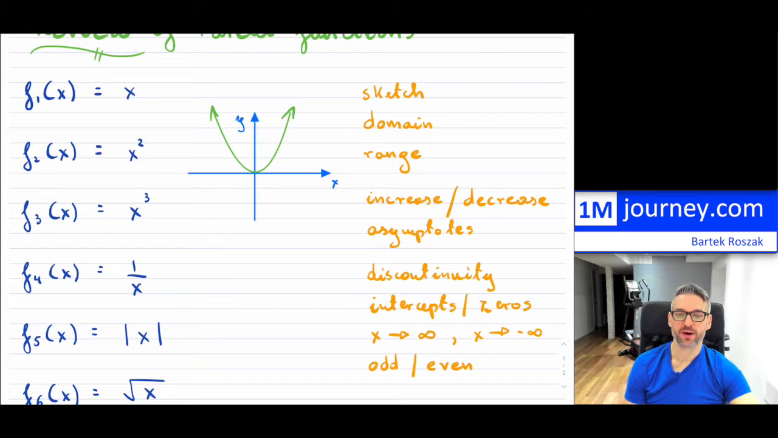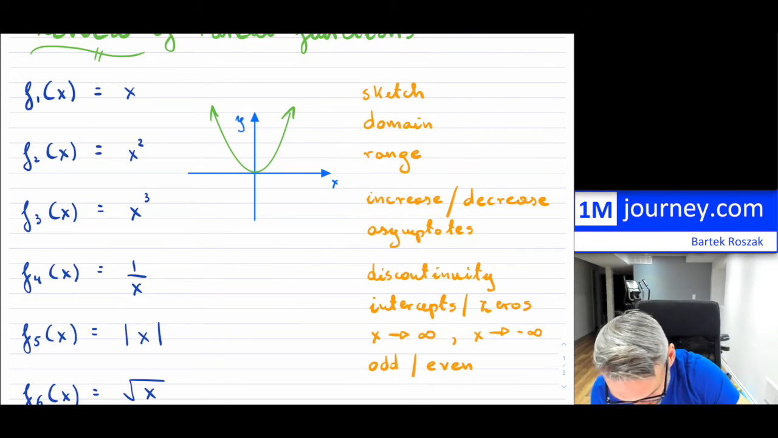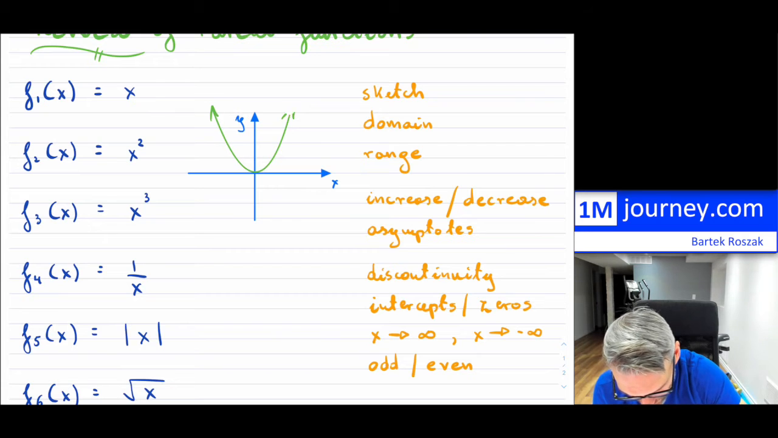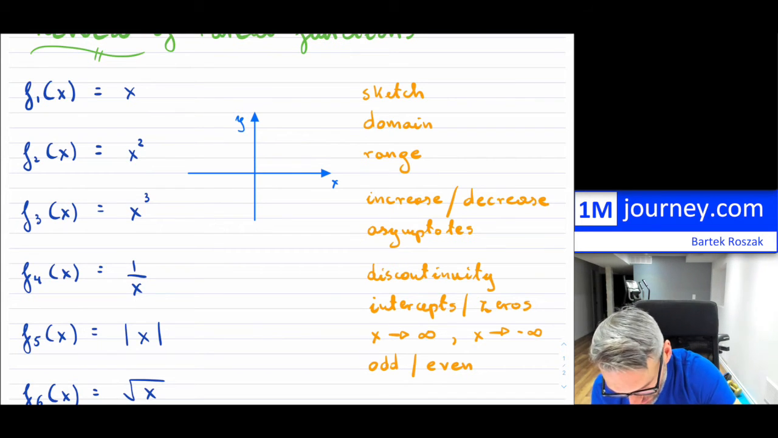Now, is it an odd or even function? This is an even function, because if we substitute negative x into it, we actually get the function back. And that should not surprise you at all, because if you substitute this and you square it, it's going to give you your function back. So it is an even function. So that's the second one that we have. So let's keep going. So that's 2 out of the way.